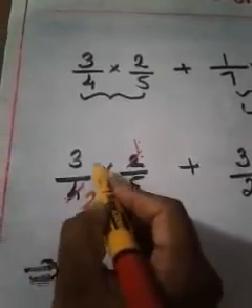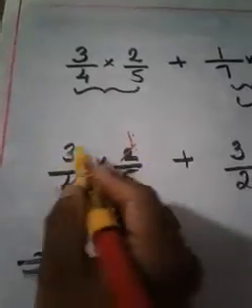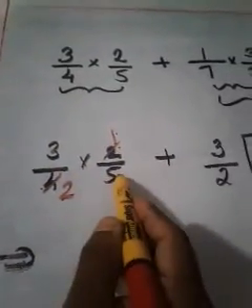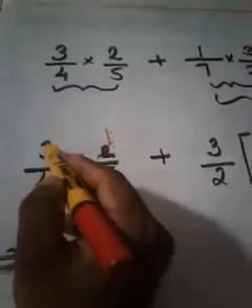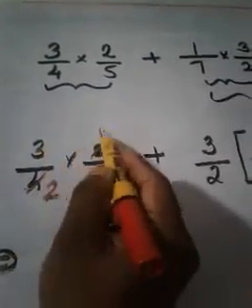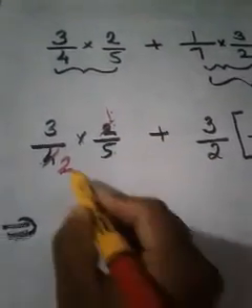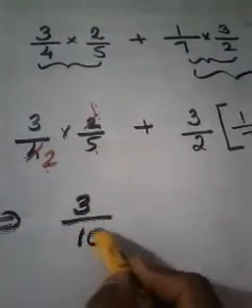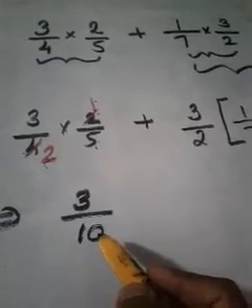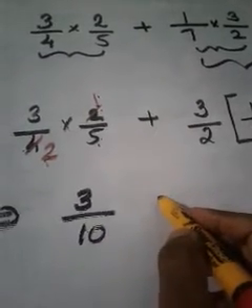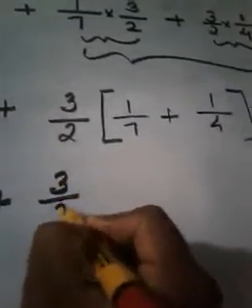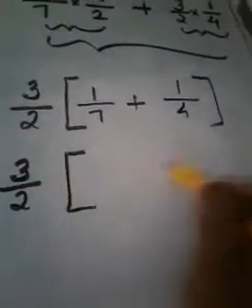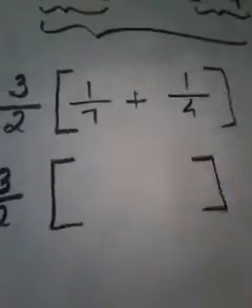Now can you calculate the result? Since it is multiplication, how do we multiply two fractions? Multiply the numerators and multiply the denominators. The numerator becomes 3 into 1, which is 3, and the denominator 2 into 5 is 10. Plus 3 by 2. Then in the bracket, 1 by 7 plus 1 by 4.